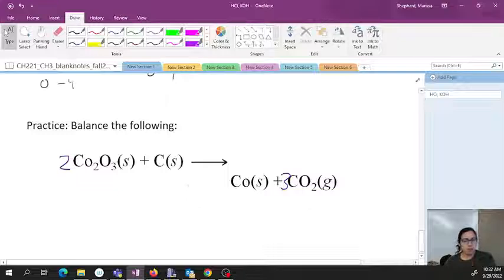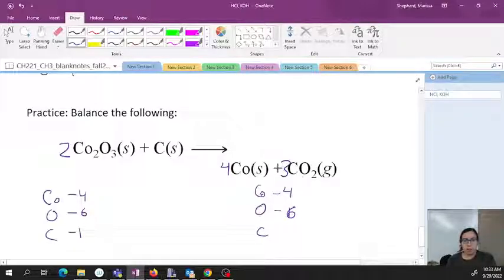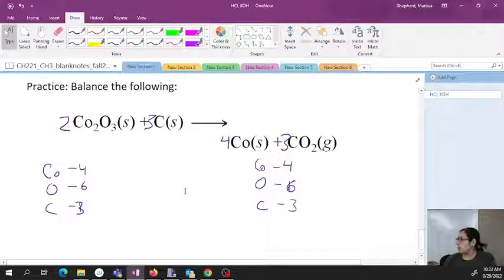And so now we can start tallying. So we have cobalt, oxygen, and carbon. Oxygen, looks like there's 6 on the left right now and 6 on the right. Okay, but now cobalt, so I have 4 right now. So let me go ahead and put a 4 there. See how that works. And then carbon, so right now I just have 1. And then on the product side though I have 3. So let me put a 3 coefficient there. And I believe that's balanced now.